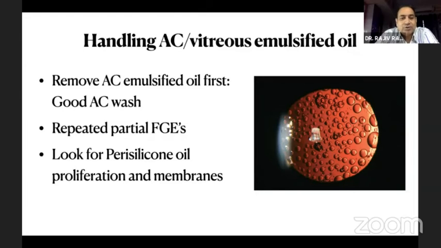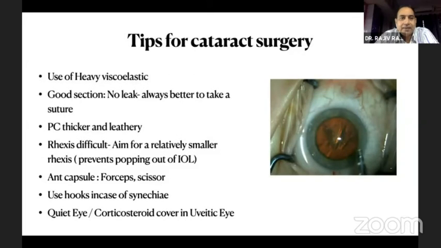And in these cases, look for these perisilicone oil membranes. These are very thin fibrous proliferation. Below that, there will be a lot of emulsified oil. And these membranes need to be removed. So you need to make the third port and go ahead removing this, and then removing these emulsified oil.